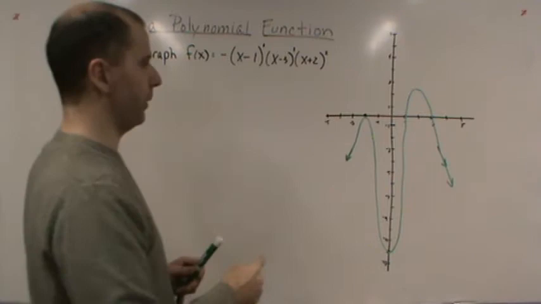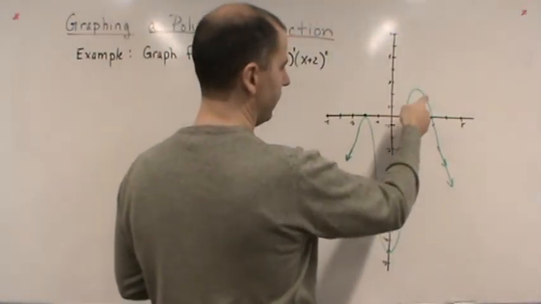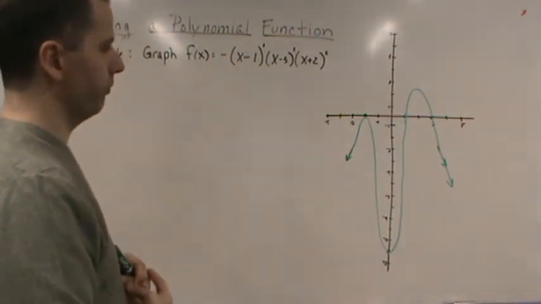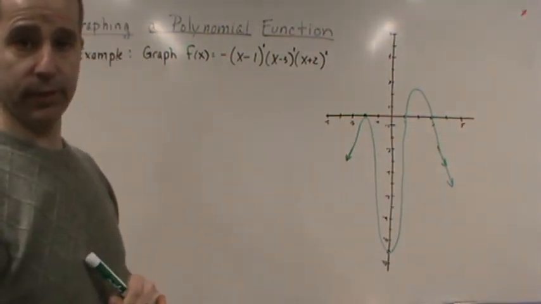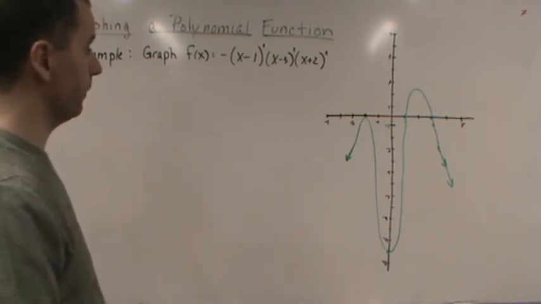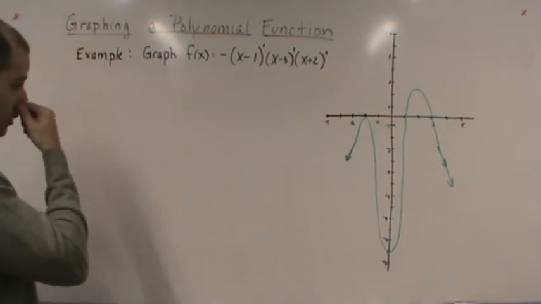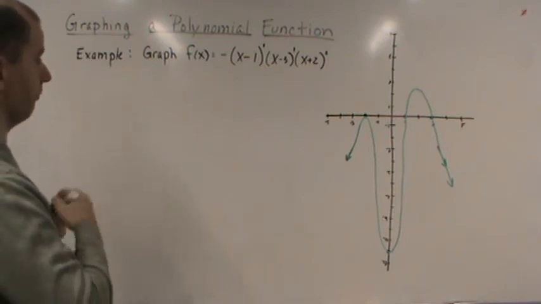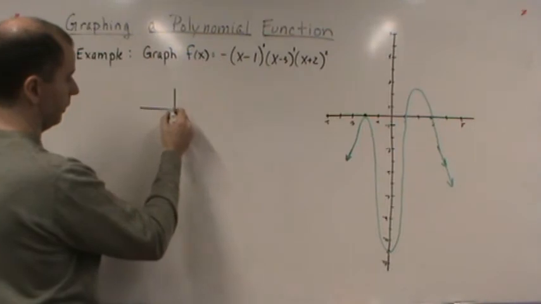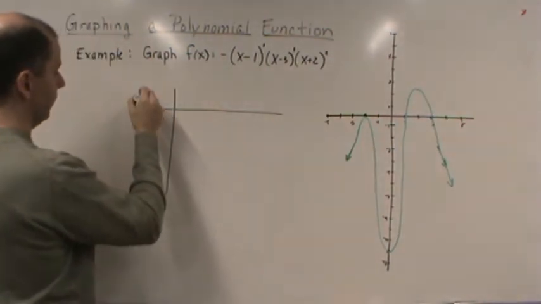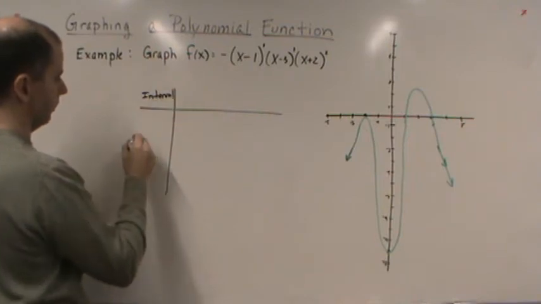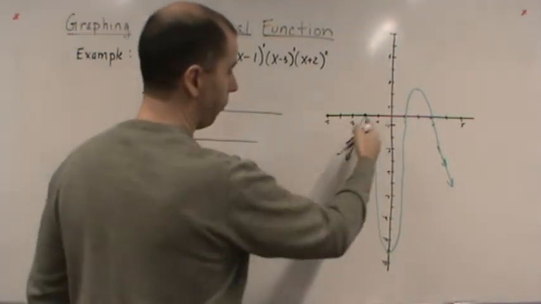Now I could plot a couple more points over here and get a better idea of what's going on in here. But again, for the purpose of sketching the graph, this would be perfectly fine. Okay? Now, if I wanted to do the table, again, have your intervals. So here we've got 4 intervals again.